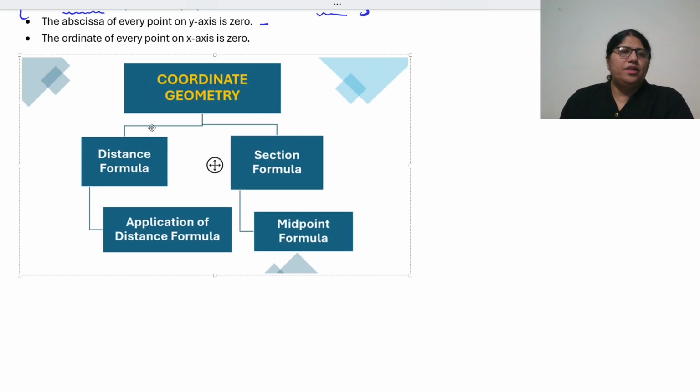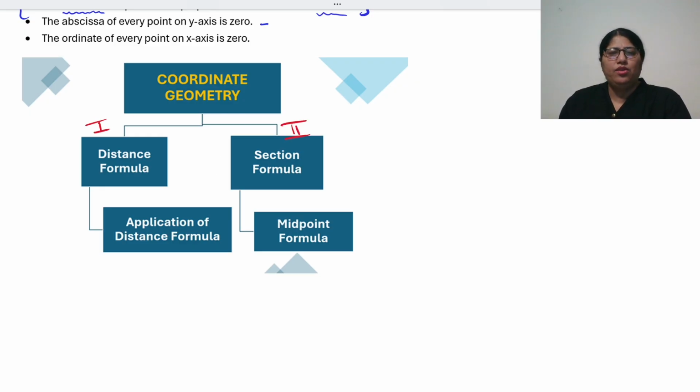Your coordinate geometry is divided into two main topics. In the first topic, you are going to learn the distance formula and the applications of the distance formula. Similarly, in the second subtopic, you will learn the section formula, and from the section formula you are going to derive the midpoint formula. So this chapter is going to be divided into these four parts. Let us start with the distance formula.